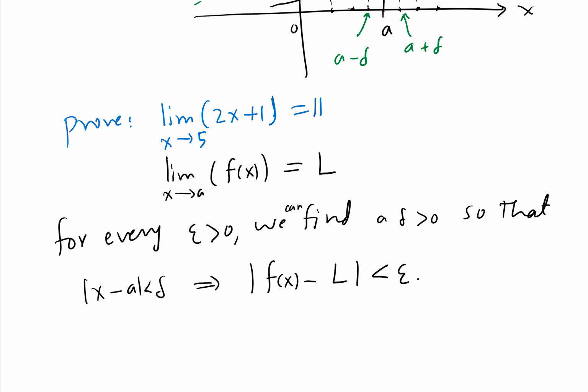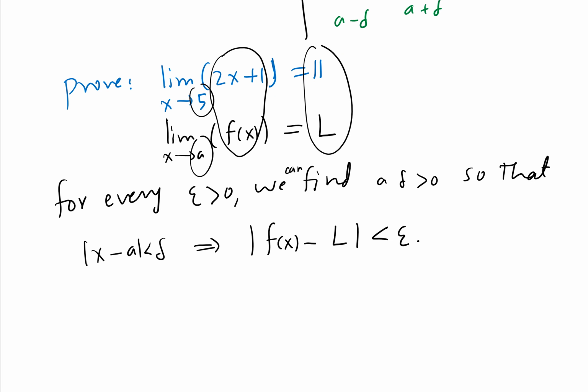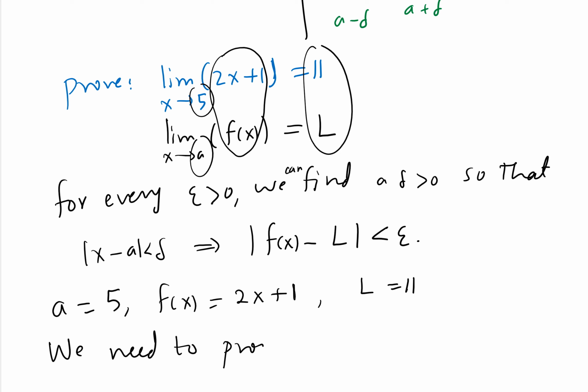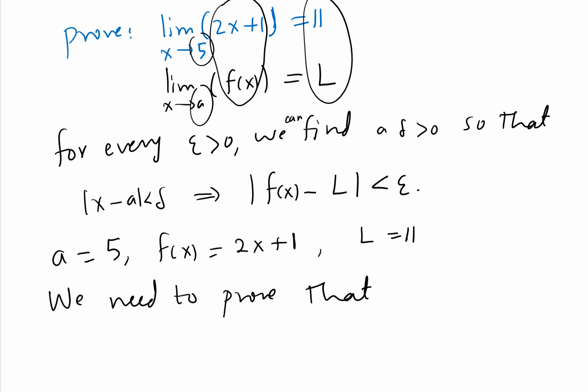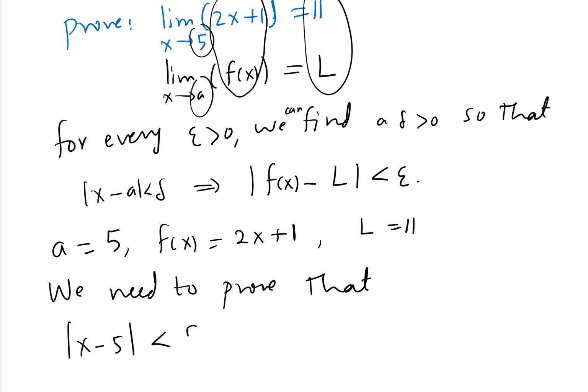And how are we going to use this? Well, let's see. f of x here is 2x plus 1, L is 11 and a is 5. So what we need to prove here is that when the absolute value of x minus 5 is less than delta, it implies the absolute value of f of x, which is 2x plus 1, minus 11, is less than epsilon.